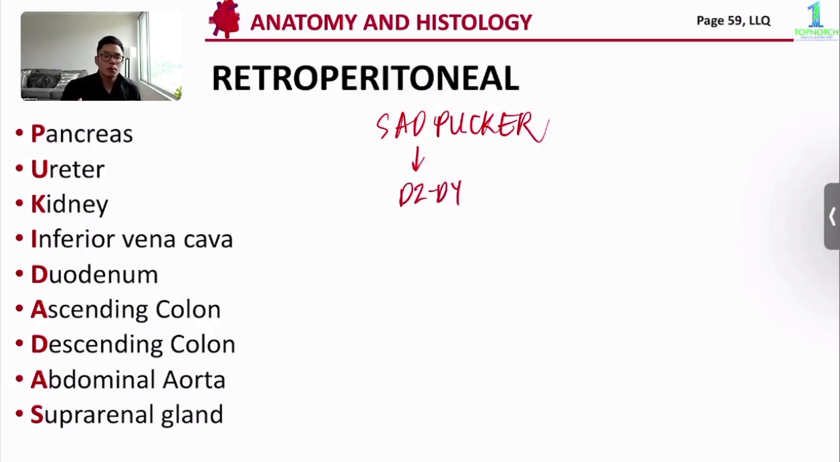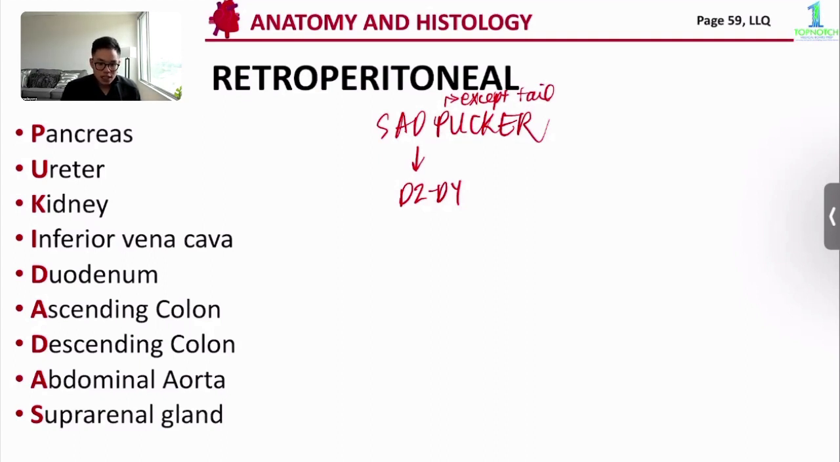Remember that the superior portion of the duodenum is not retroperitoneal. So it's not the entire duodenum that is retroperitoneal in that sense. You also have your P, which is the pancreas, except for the tail portion of the pancreas. The tail portion of the pancreas is within the peritoneum. You also have the ureters for you.